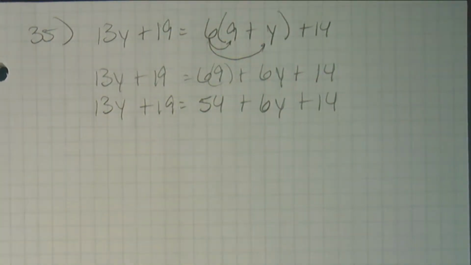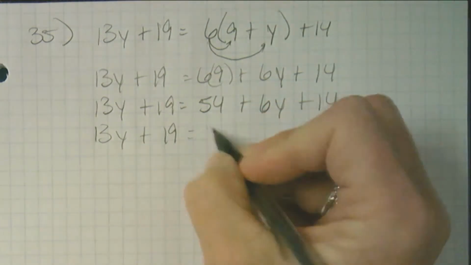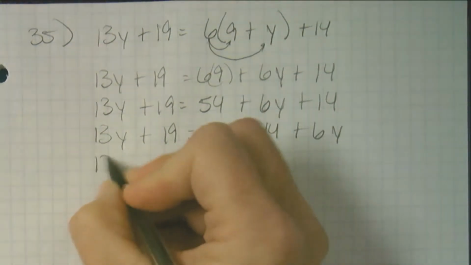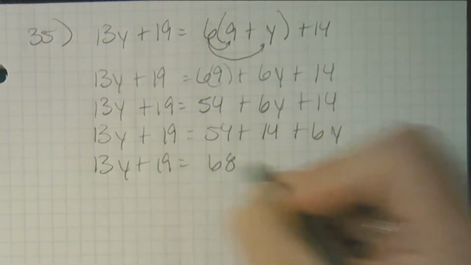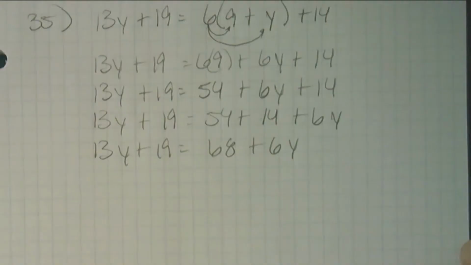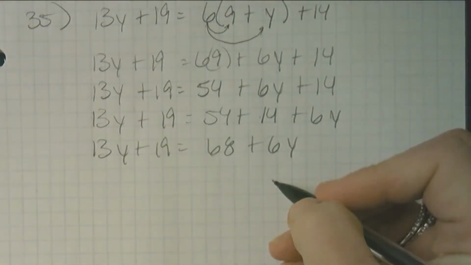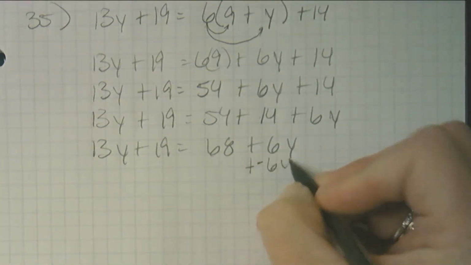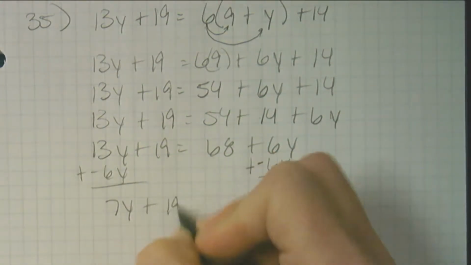Ada, now what? Yep. Excellent. So that's going to be 68. All right, now what, sweetie? What would you like to do? So I get 7y plus 19 is equal to 68.